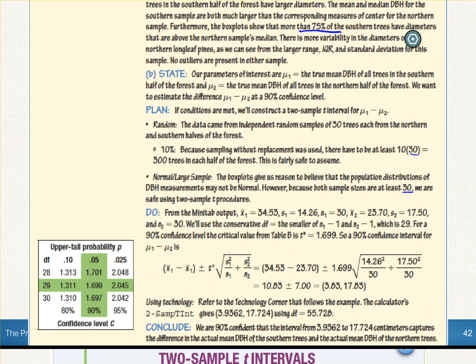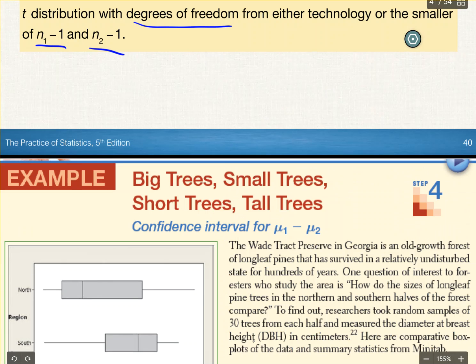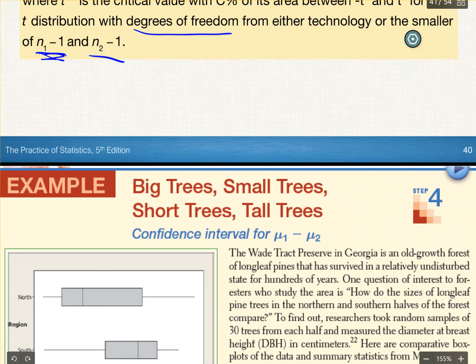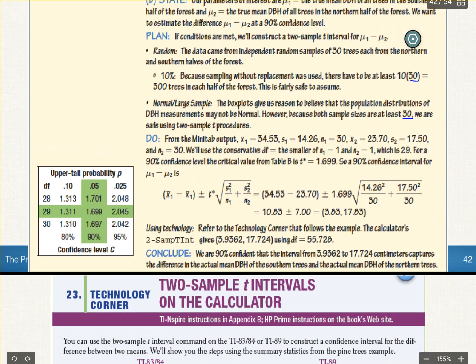So we have 30 in each. Remember how I talked about picking the smaller degrees of freedom? Well, they're both 30, so we're going to pick df to be 29. That's just because each sample size, 30, minus 1 gives me 29. And then we want to find t star at a 90% confidence level.